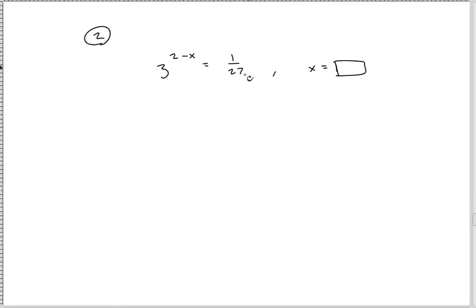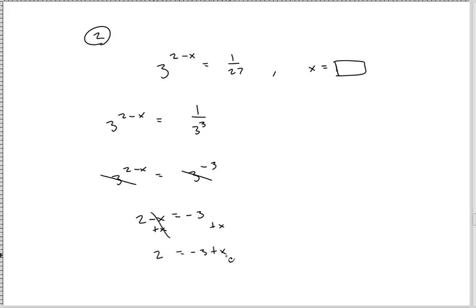Similar thing, if I can get a 3 over here, I think we're going to be looking really good. So I think that that's going to be 3 cubed in the bottom, but because it's in the denominator, you have to flip it up to the numerator and make its power negative. At this point, you can cancel those guys. Start solving for x. I'm going to add x to both sides. That's maybe not conventional, but that's what I do here. Add the 3 to both sides. So x is equal to 5.